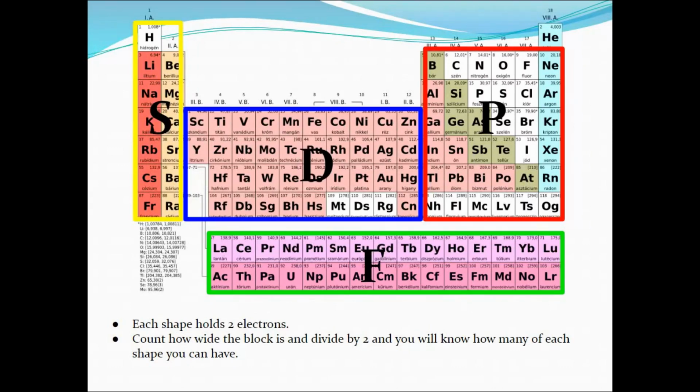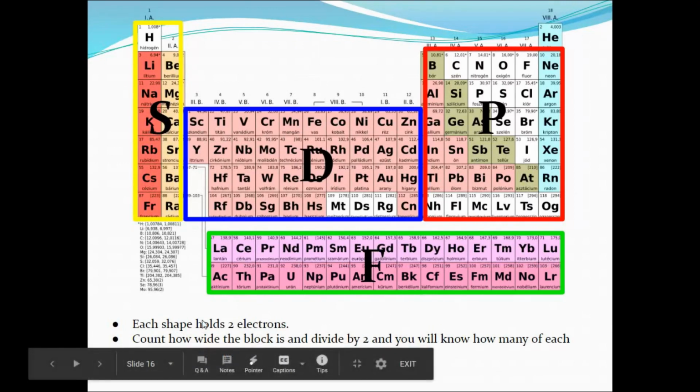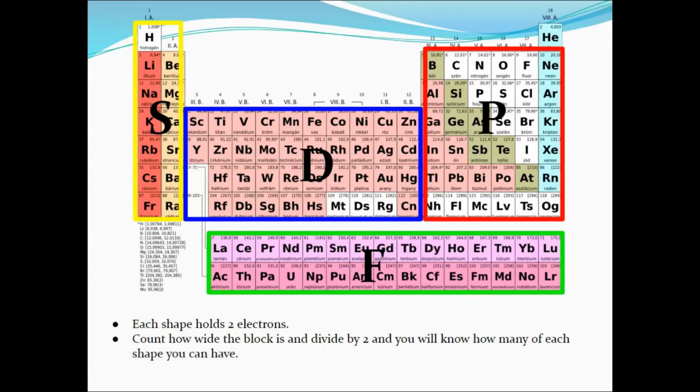F's, there are 7. Each holds 2. There are 14 elements wide here. So if you can't remember how many D shapes you can have, just count across the block and divide it by 2, and you'll know how many D's you're allowed to have.